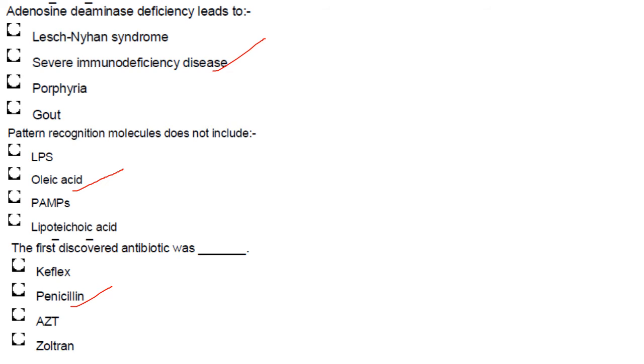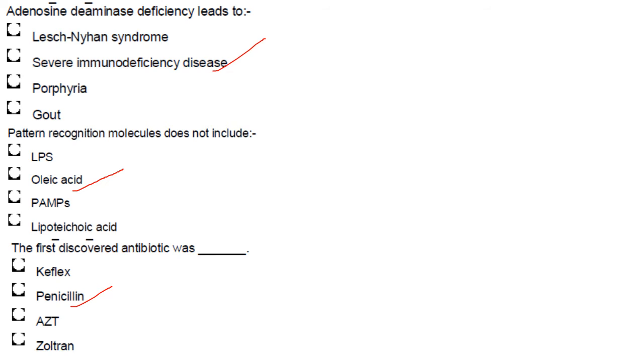So next one. Adenosine deaminase deficiency leads to. So adenosine deaminase deficiency leads to severe immune deficiency disease. It is a metabolic disorder that causes immunodeficiency. It is caused by the mutation of the ADA gene. So answer is option B, severe immunodeficiency disease.